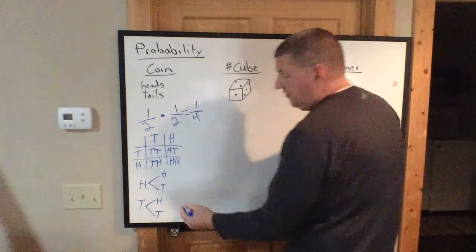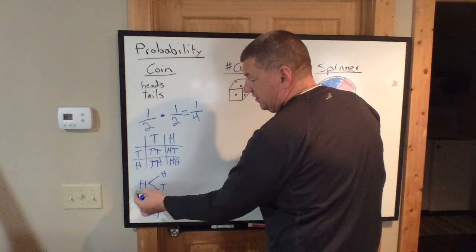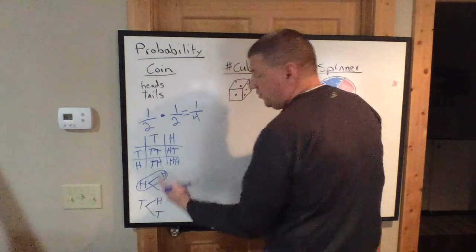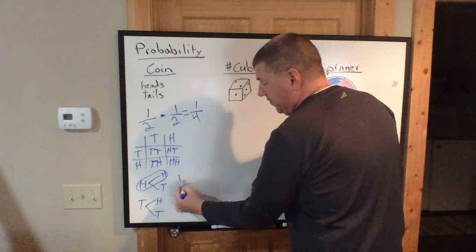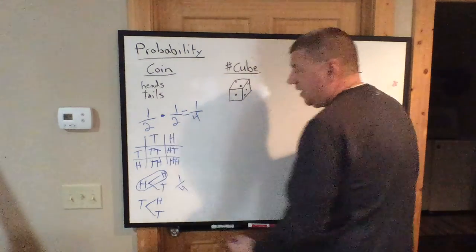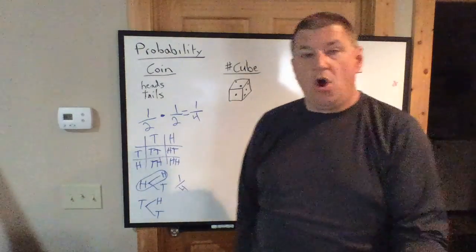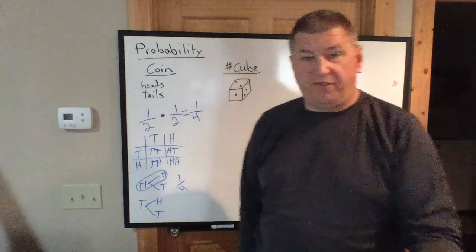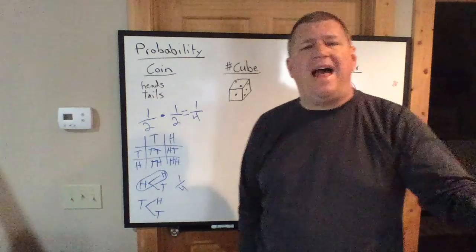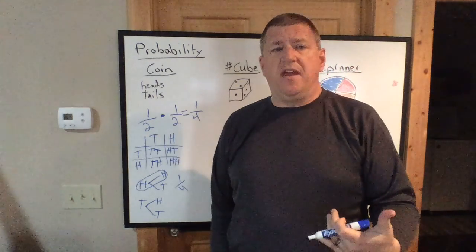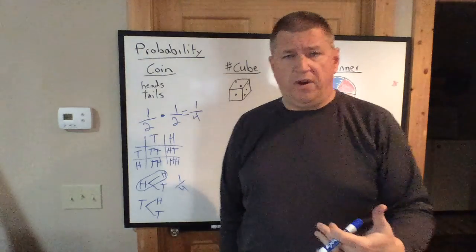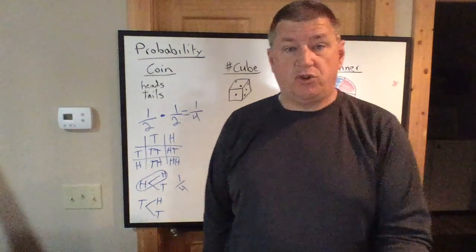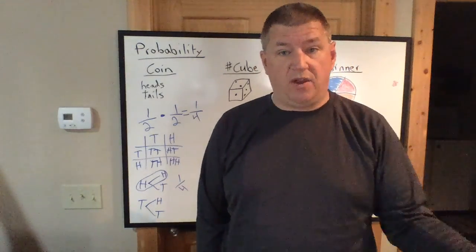So again, we were looking for heads, heads. That's one of the options out of 4. So the probability of flipping heads, heads on a coin is 1 out of 4. Now, if we were to ask ourselves what the probability would be if we flipped the coin to be the same both times? So that's either heads, heads, or tails, tails.